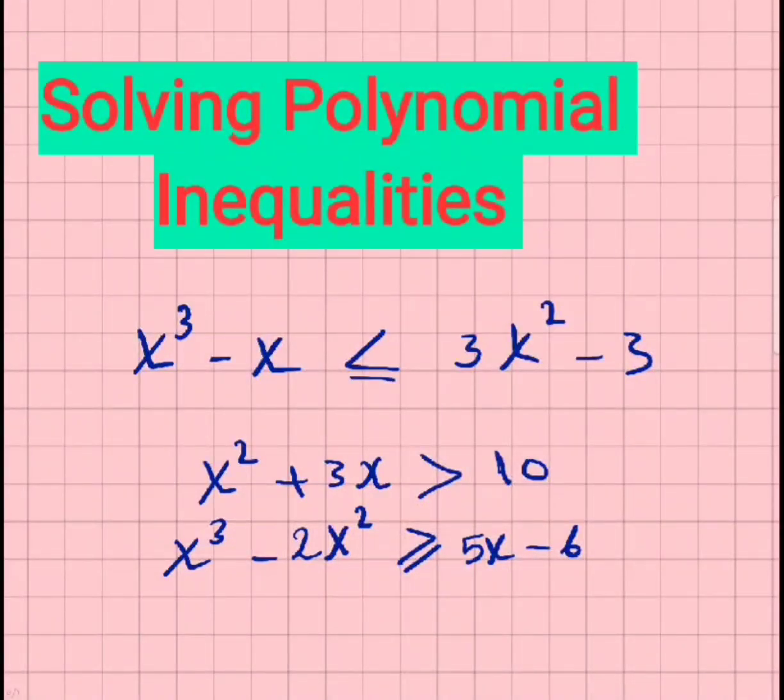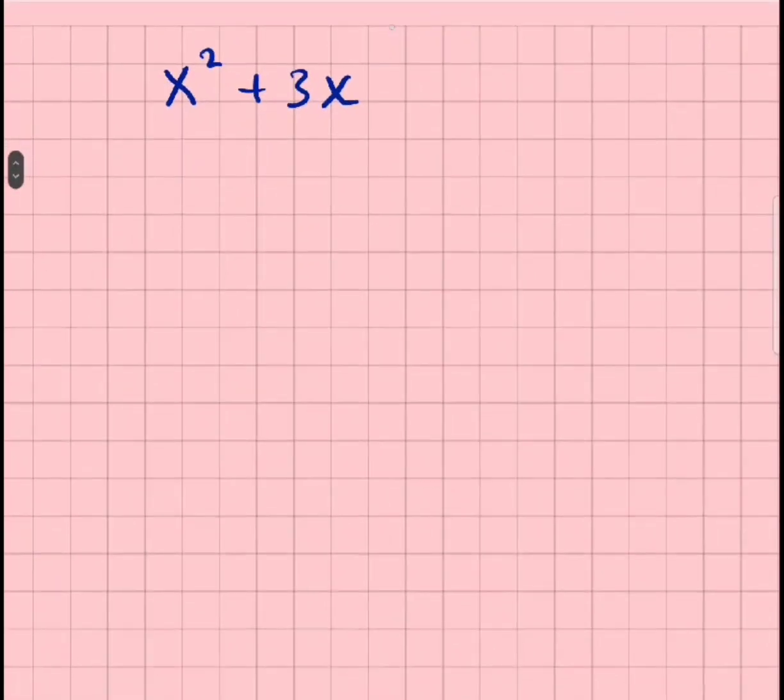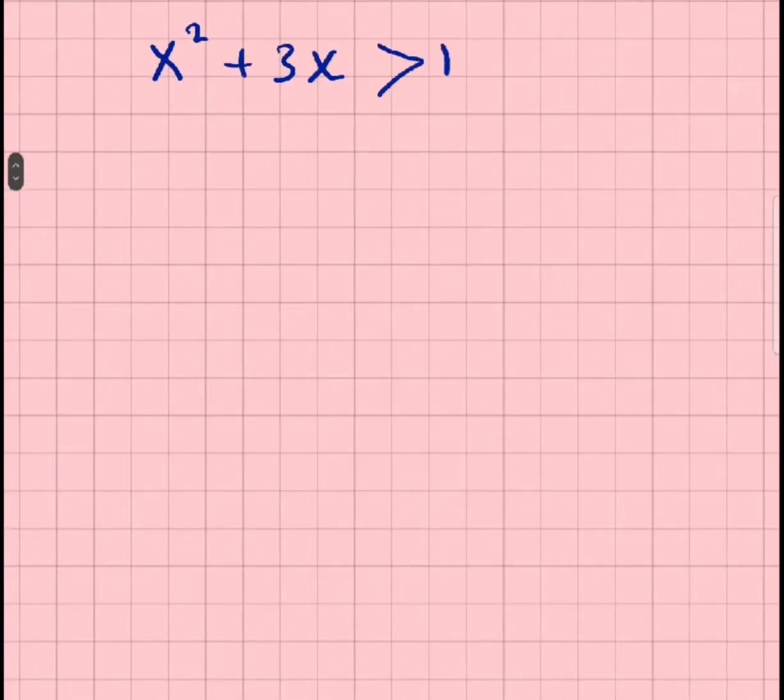We're going to focus on solving polynomial inequalities. So let's start with this example. Let's say we have x squared plus 3x, and let's say it's greater than 10. What's the solution? Now, when you have an equation, x is going to equal a specific answer, an exact answer. But when you're dealing with inequalities, x can be a range of answers.